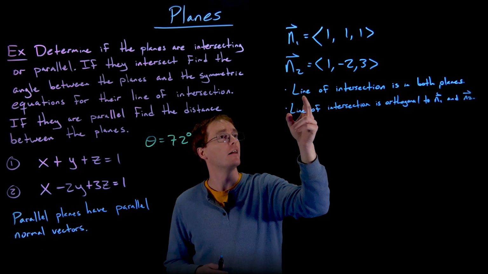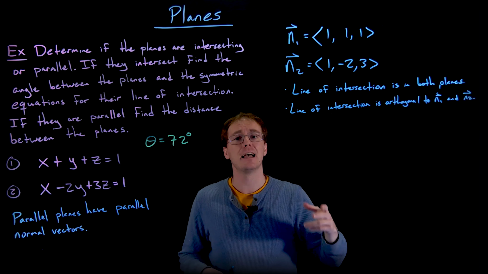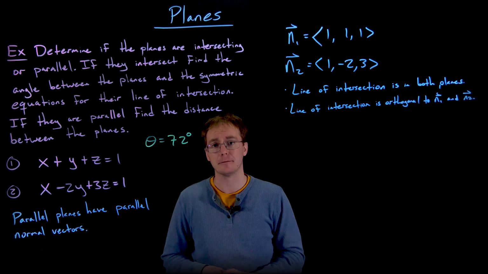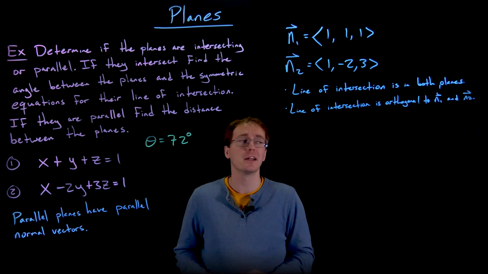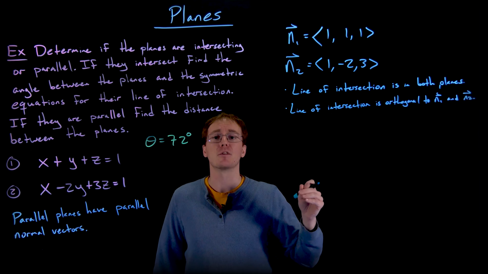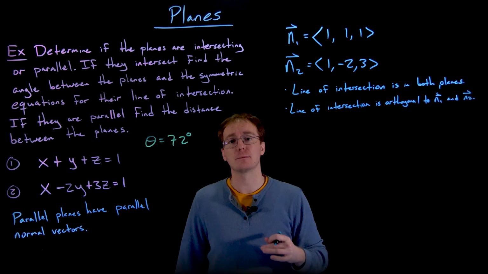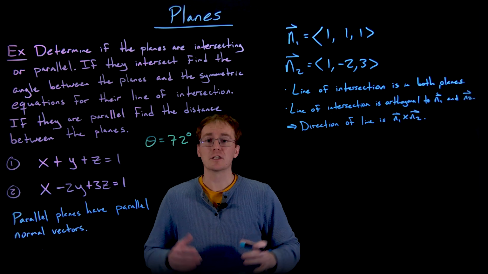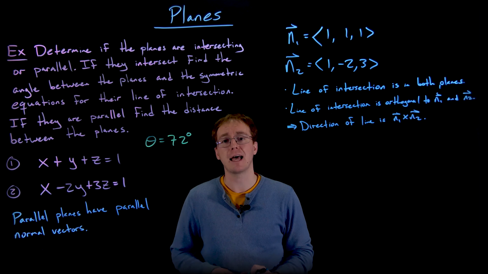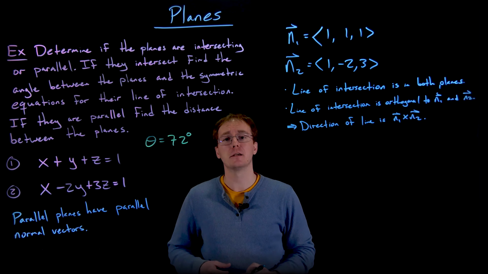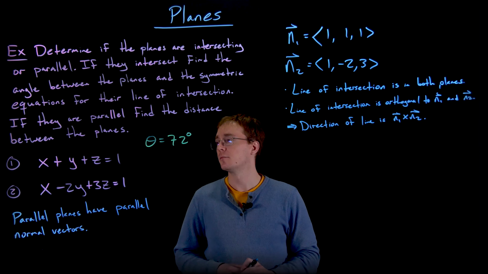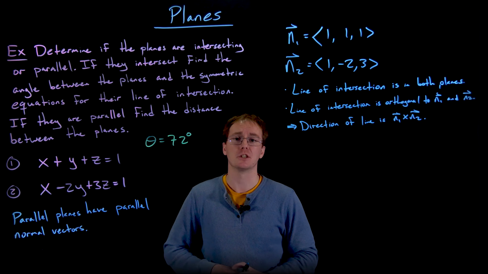That's because the line of intersection is in both planes, and any line or vector in the plane has to be orthogonal to the normal vector for that plane. So we can create this orthogonal vector by taking the cross product between our two normal vectors. The direction of our line is going to be given by that cross product. Once we compute that, we have the direction of our line. The only other thing we need to create the symmetric equations for our line is a point that our line goes through, which we'll also be able to find using the equations of our planes.